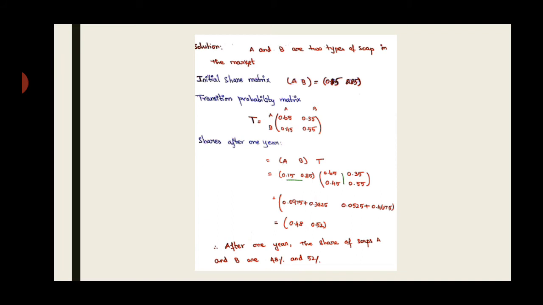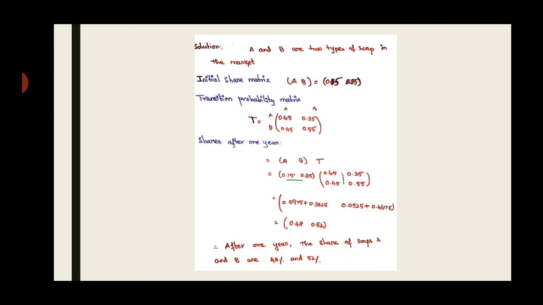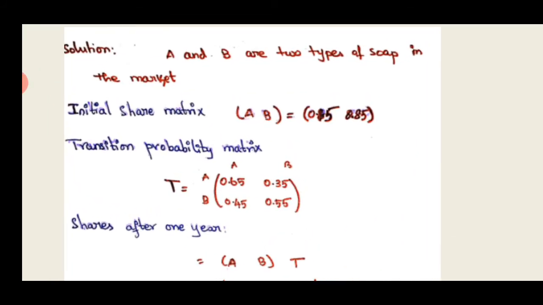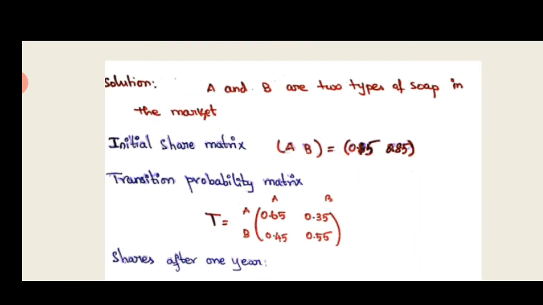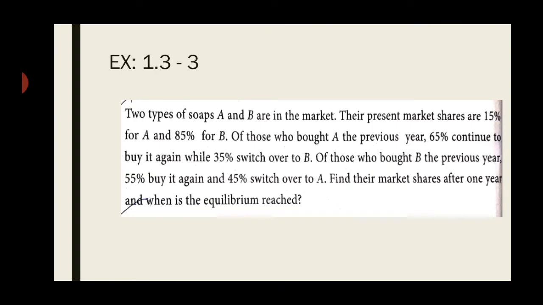So the initial share matrix we have to first mention, that is the AB matrix. What is the AB entry? Initial market shares are 15 percentage for A, that is 15 by 100, 0.15, and 85 percentage for B, that is 85 by 100, 0.85. You can see here AB equal to 0.15 and 0.85.